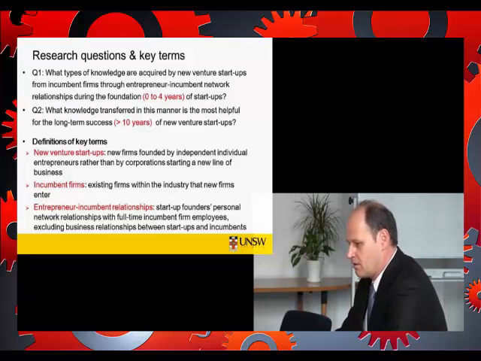And entrepreneur-incumbent relationships are startup founders' personal network relationships with full-time incumbent employees, excluding business relationships between startups and incumbents. So we are actually looking at, because it's before, right, what are the personal relationships that folks have.